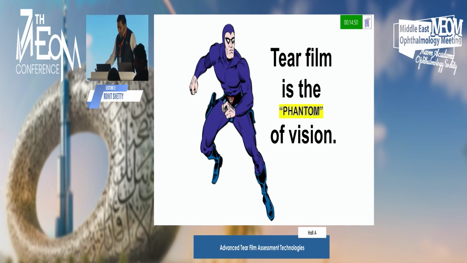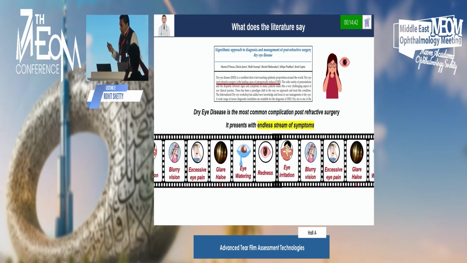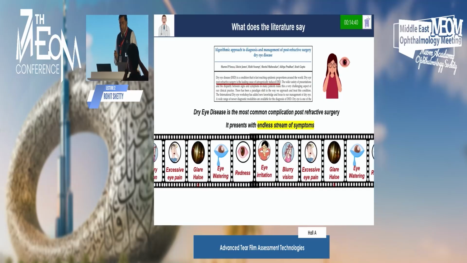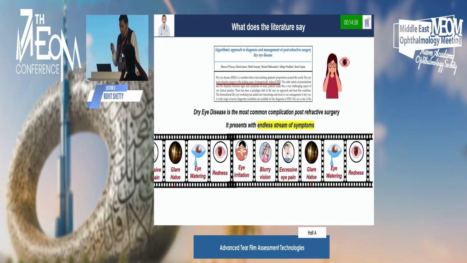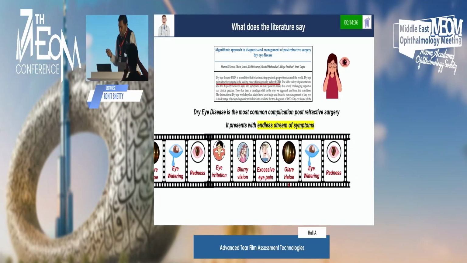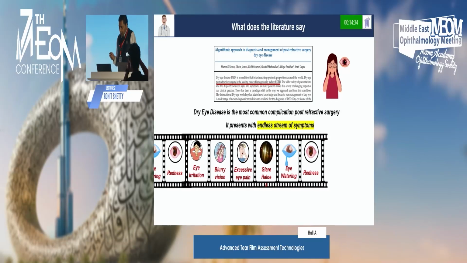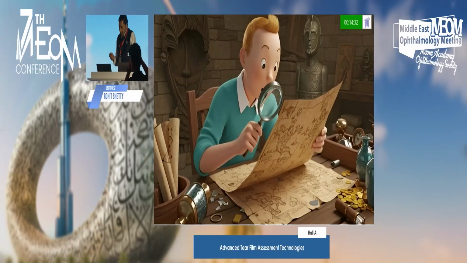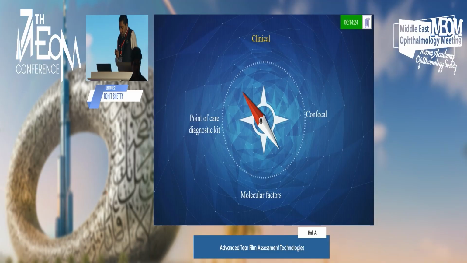I always look at tear film as the phantom of your vision, because it is something that exists but you don't see. And dry eye, we have seen in the previous session, so I will not go into the depth of all that it can do when it is not managed, especially in an ocular surface post-refractive surgery. So let's look at what options we have to study the tear film.